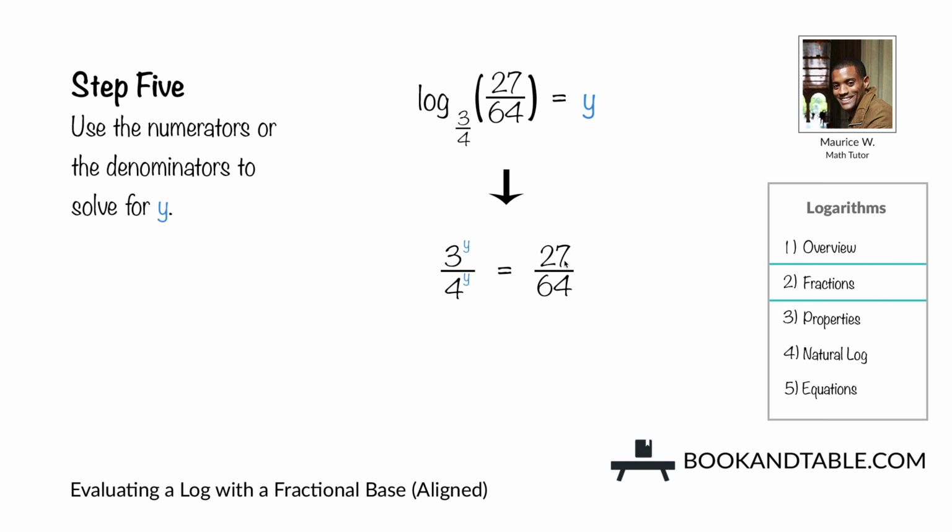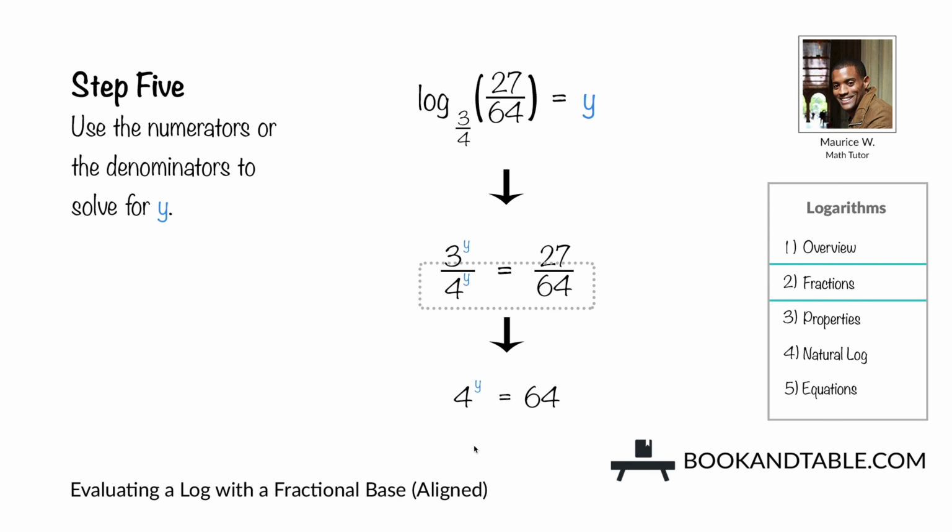So we'll begin by using the numerators to solve for y. So that would be 3 to a power of y is equal to 27. And now we want to multiply the base 3 times itself until it equals 27. So that would be 3 times 3, which is 9, and 9 times 3 is 27. So we see that we multiply the base 3 times itself 3 different times to get 27, showing us that y is equal to 3.